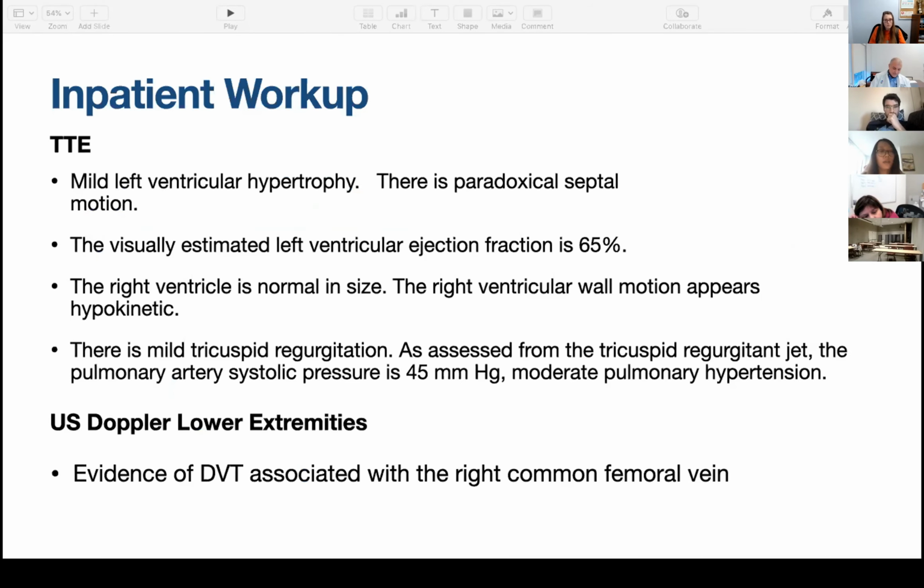For other workups, including TTE, the ejection fraction is 65%. The right ventricle was normal in size, but it was hypokinetic. There was mild tricuspid regurgitation and moderate pulmonary hypertension. And he has a positive DVT in the right common femoral vein. There was concern for PE as well, given the possible RV strain from his echo. So he didn't get any CT angiography to work up the PE because of his kidney function back then. But he received systemic anticoagulation with Eliquis.